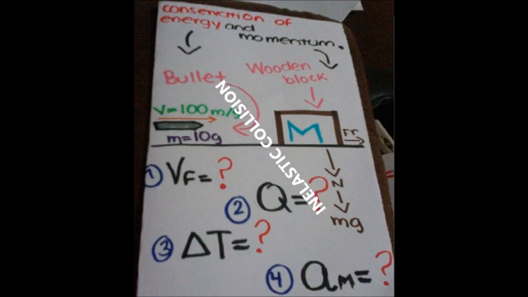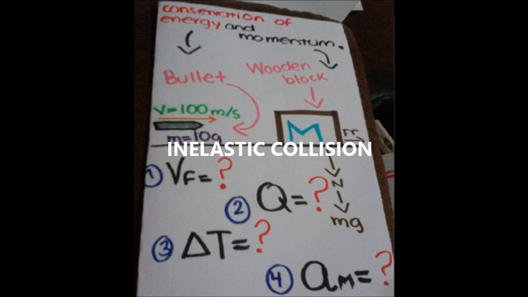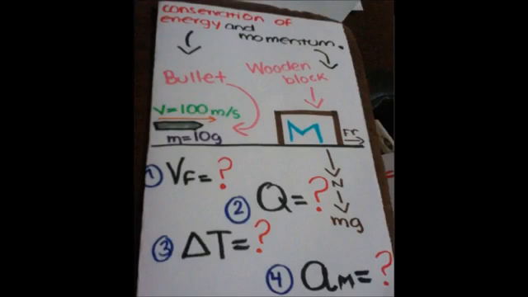The second problem is about an inelastic collision between a wooden block and a bullet. In this problem, I'm going to find the final velocity of the wooden block after the collision, the heat produced by the impact, the change in temperature of the bullet after the collision, and the final acceleration of the wooden block. In this problem, I'm going to need to use conservation of energy and conservation of momentum.